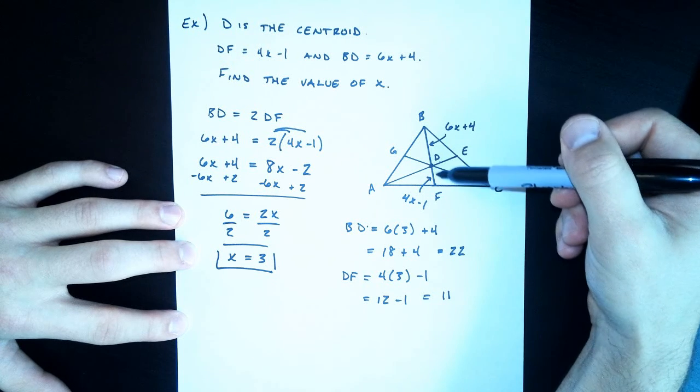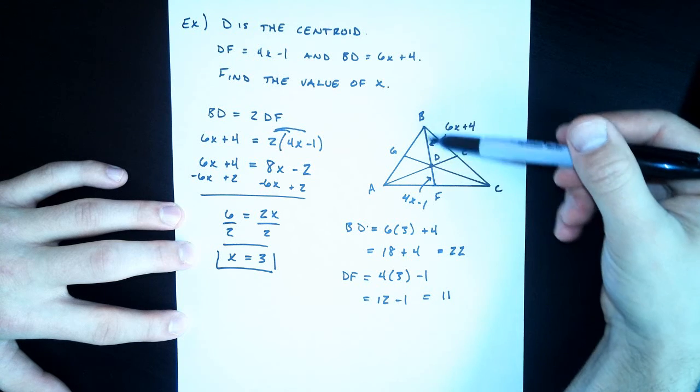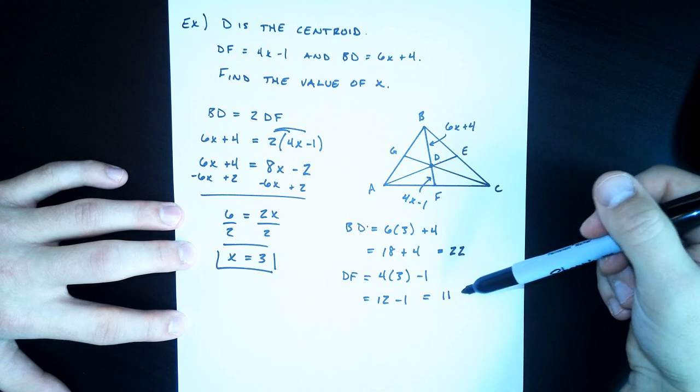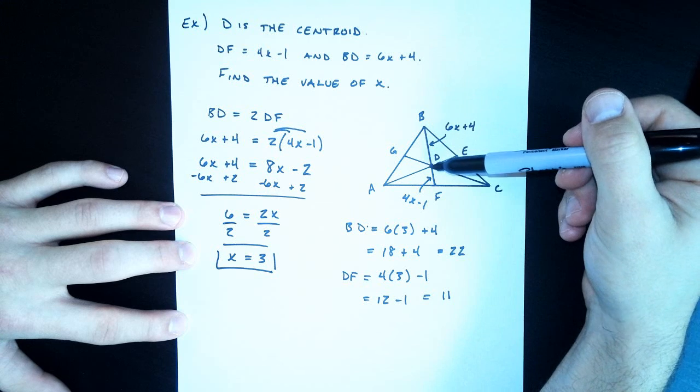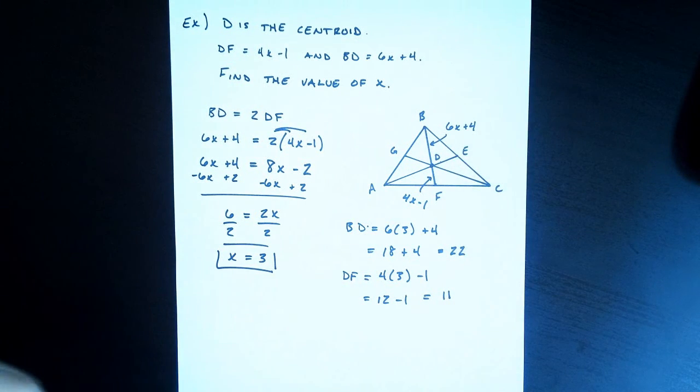BD is twice as long as DF. The entire median, adding those together, we get 33. 22 represents 2/3 of that, and then the 11 represents the other 1/3.